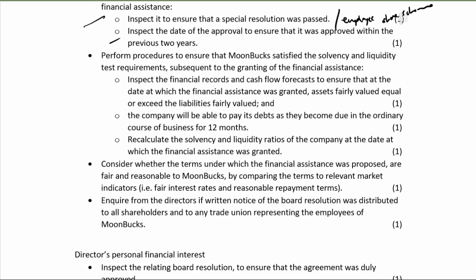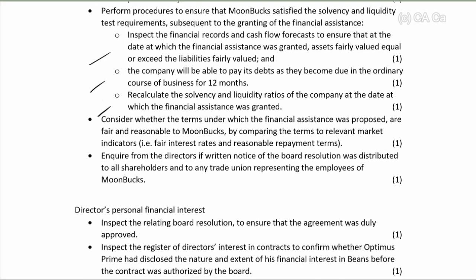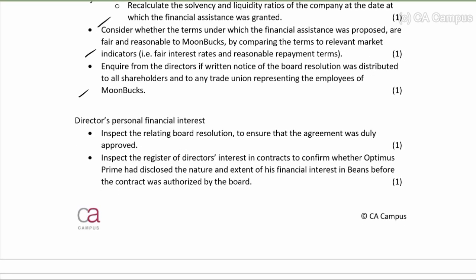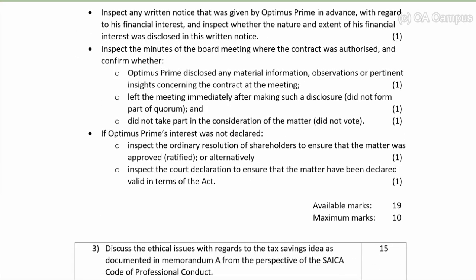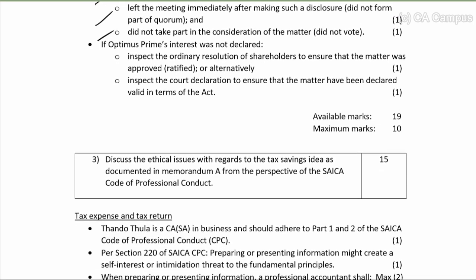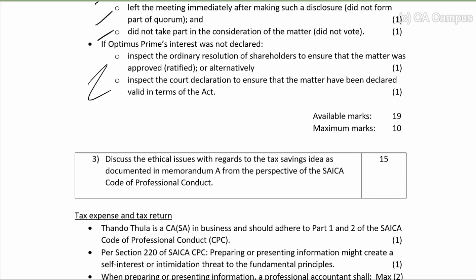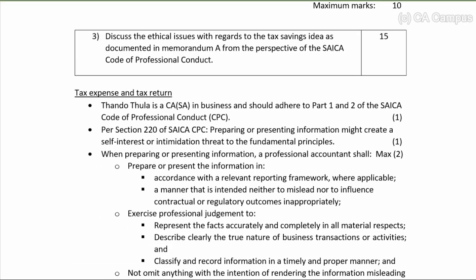Then testing solvency and liquidity. So going and doing the comparisons and testing whether the terms are fair, comparing them to the market. Was notice given post that? The financial assistance, going and looking and seeing that there was a resolution for the contract, and then going and inspecting that the disclosure of his interest was made, and prior to the meeting, notice about his interest was made, and in the meeting that it was disclosed, he left the meeting, did not take part, and if he didn't do that, an ordinary or court order was passed for authorization.